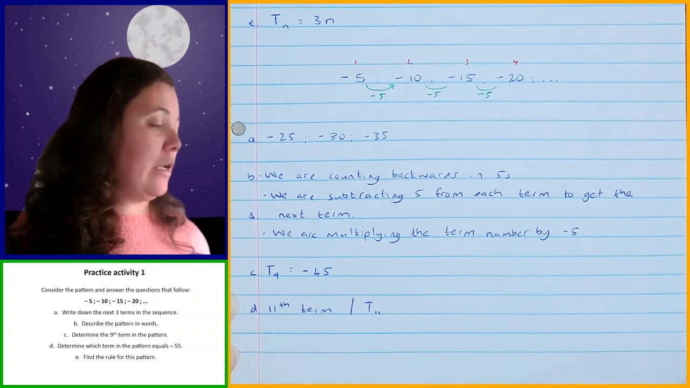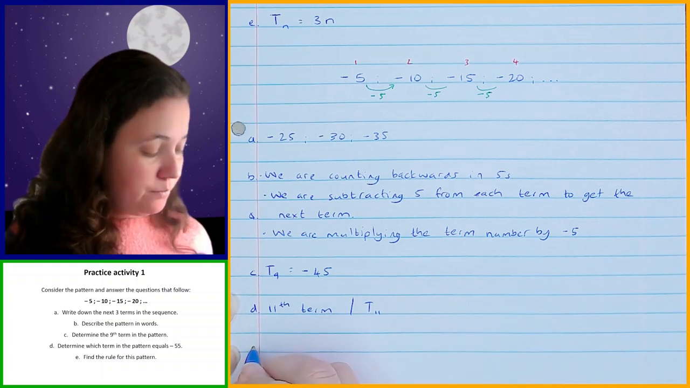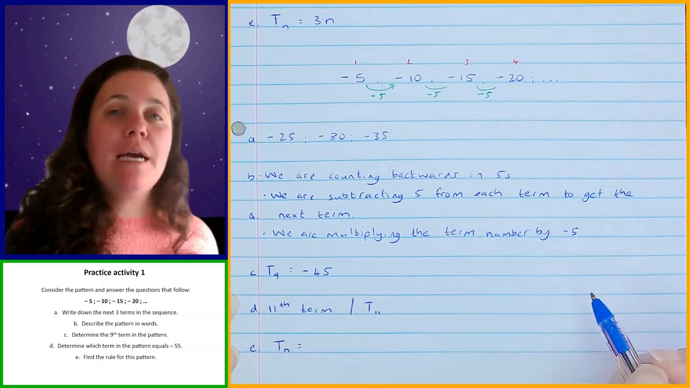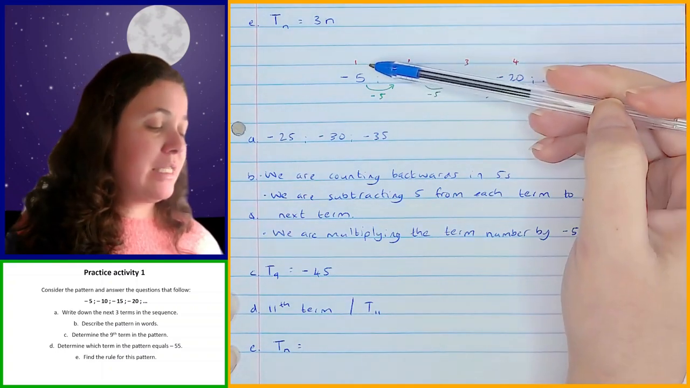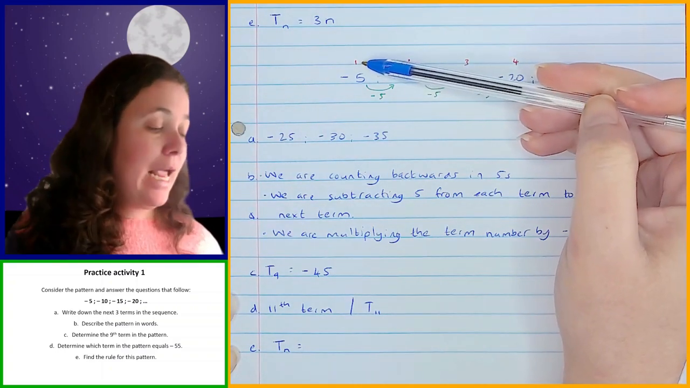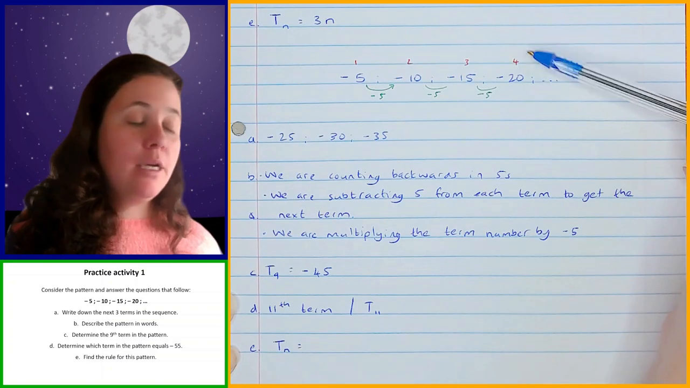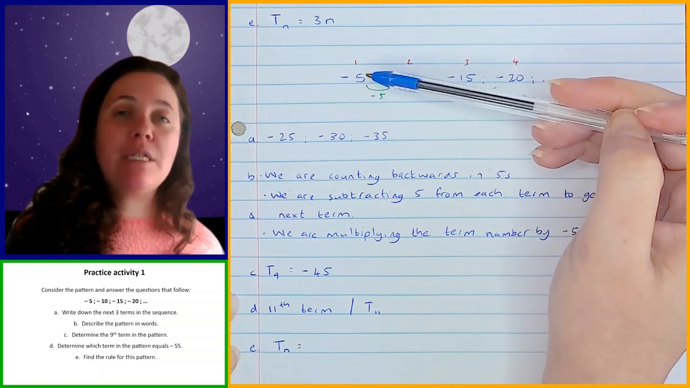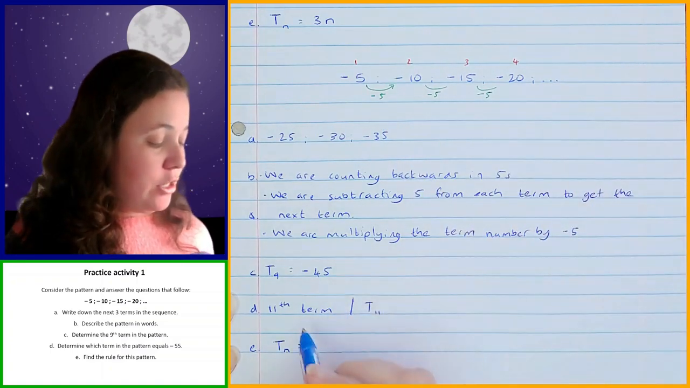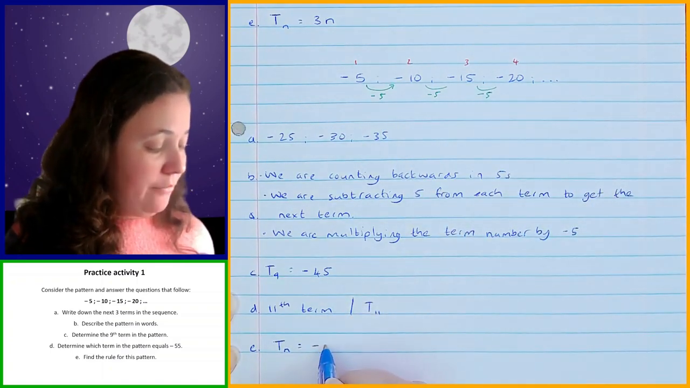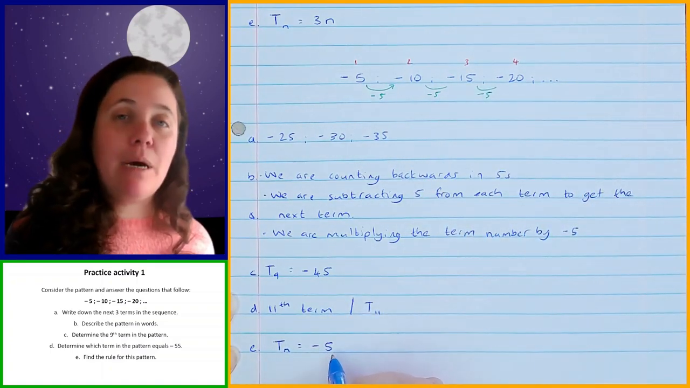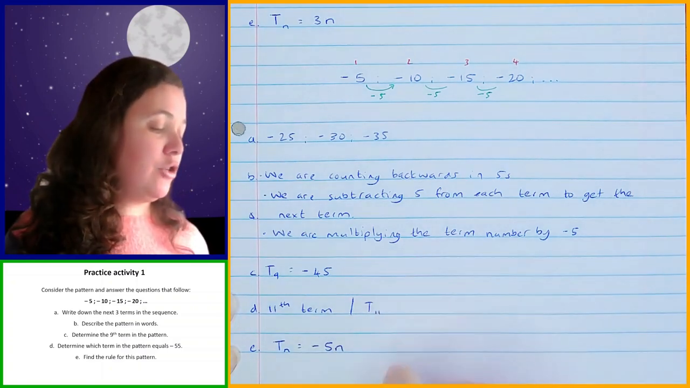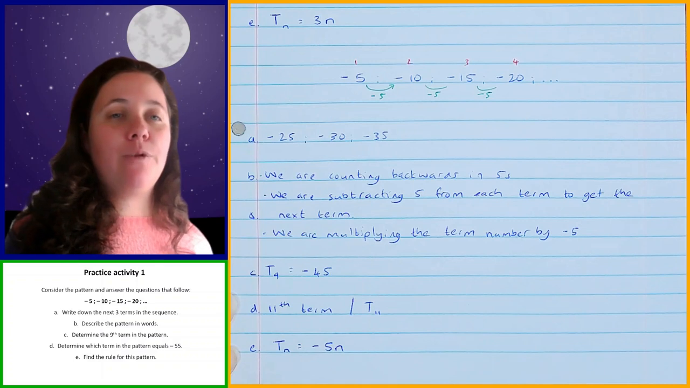And then the last one, to work out the rule, Tn is equal to, and again, what do I do every time to my n value, which is the term number, to find out what the term is equal to? We said that we were every time multiplying by negative 5. So Tn is equal to negative 5 multiplied by n, so negative 5n. Okay, so that's what you should have got for each of those in that example.